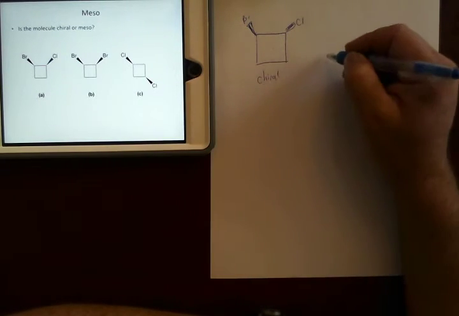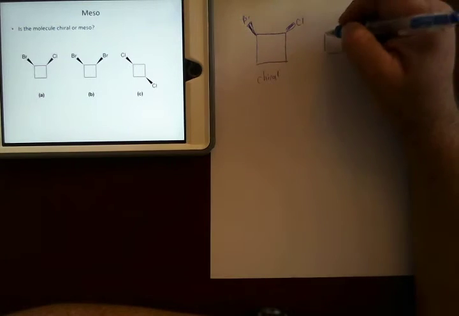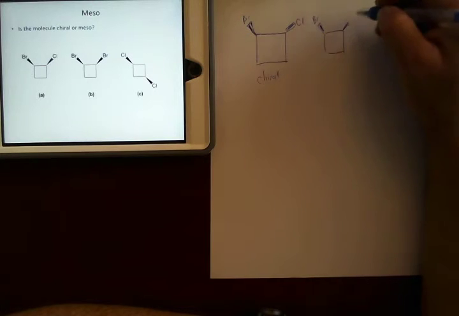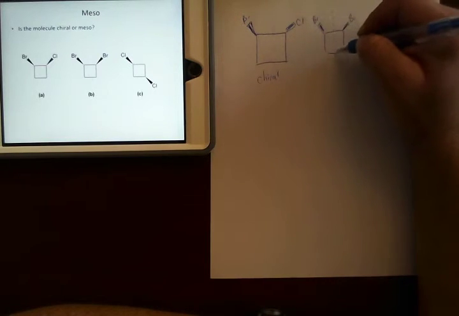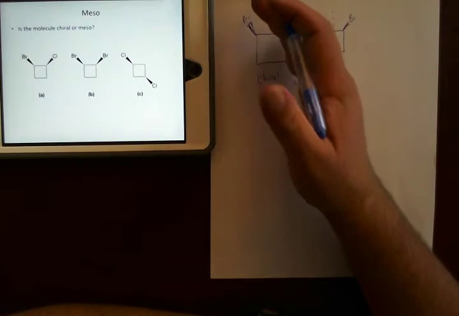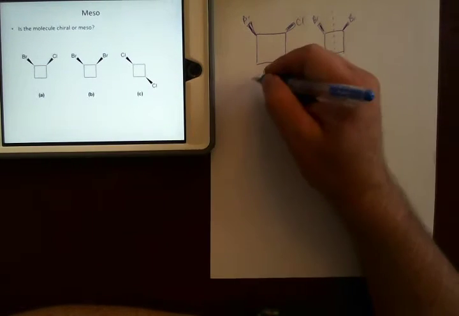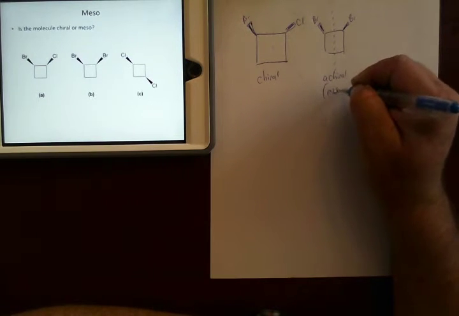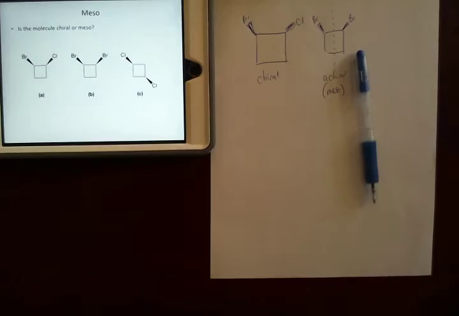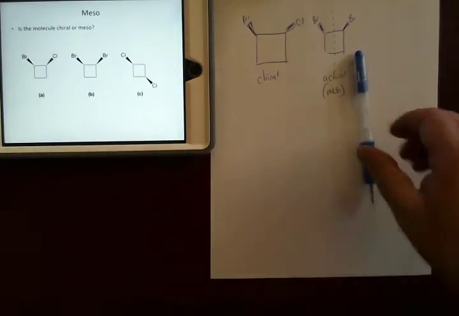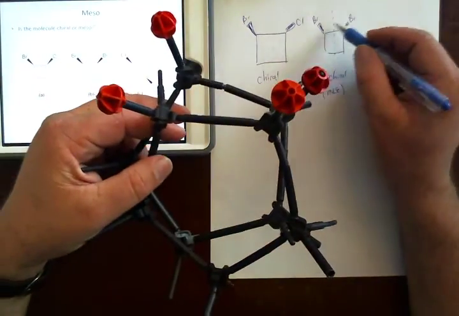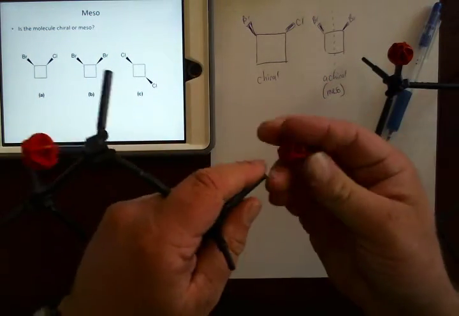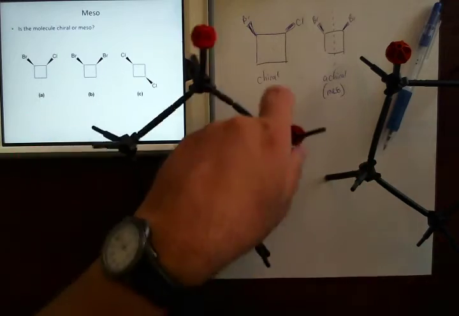So this one's chiral. Okay, so if we replace that bromine with a chlorine, or this chlorine with another bromine, well, now we have a plane of symmetry here. That side is the mirror image of this side. So this is in fact achiral. Okay, it's meso. Now don't be confused, right? So if I were to make, so this is the cis version, where they're both coming up. Okay, so if I were to make the trans version like this.